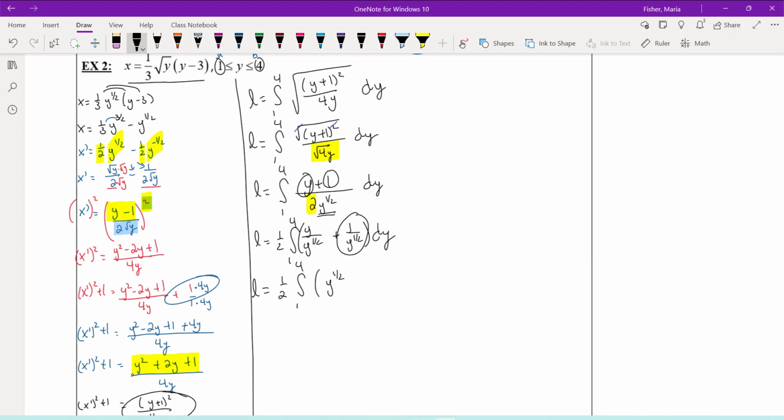And then this guy here, I can write it with a negative exponent so that it's easier to integrate. Integrating, we get the integral of y to the 1/2 is 2/3 y to the 3/2. The integral of y to the negative 1/2 is 2 y to the 1/2. And this gets evaluated from 1 to 4.